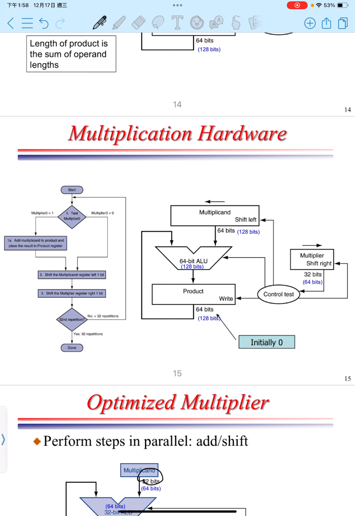On the right side, we see a data path of the multiplication hardware. The product register is initially set to 0. The ALU performs addition when instructed by the control unit. The multiplicand and multiplier registers shift in opposite directions. The control test block checks the multiplier bits and controls the write and shift operations. Once all repetitions are completed, the multiplication is done, and the final product is stored in the product register.